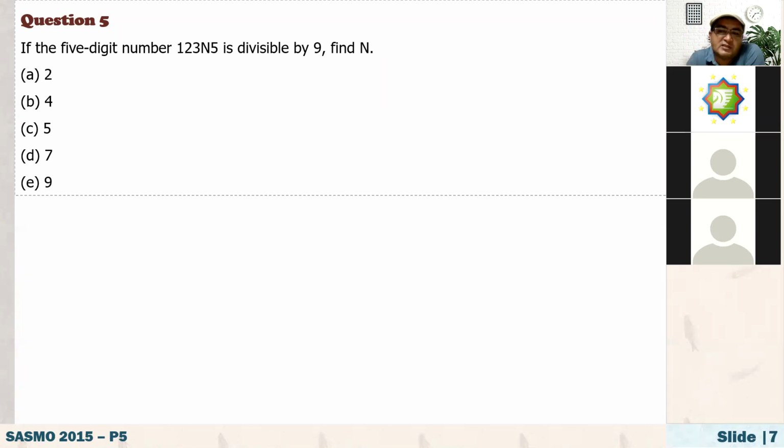If the sum of digits is divisible by 3, then the number is divisible by 3. Okay, so here, the answer is D, 7. Very good. So it is yes. 1 plus 2 plus 3 plus n plus 5.